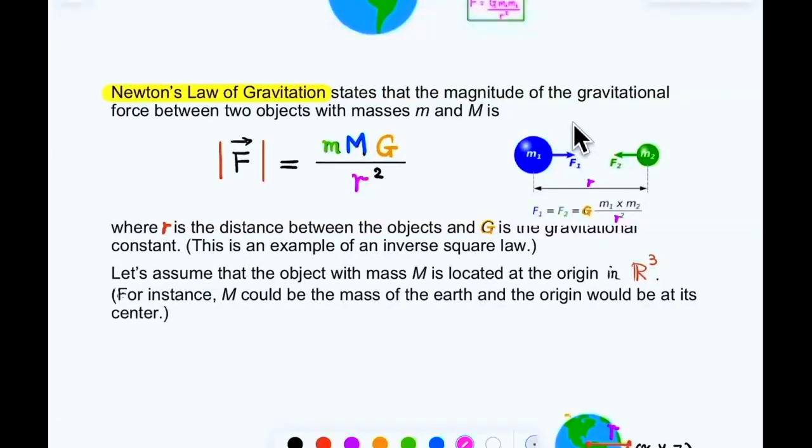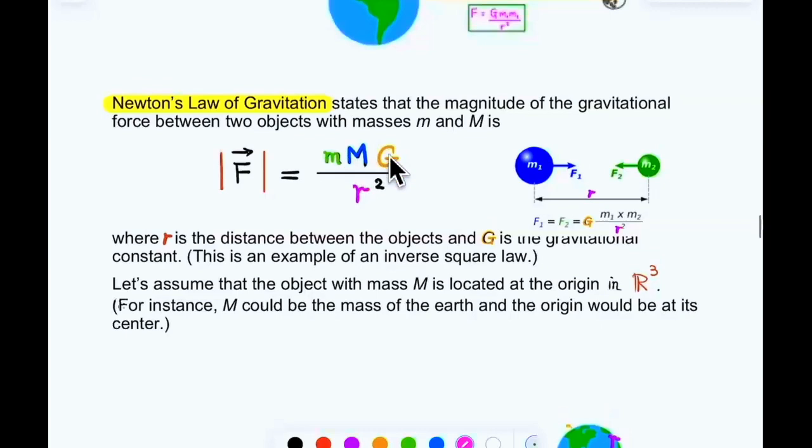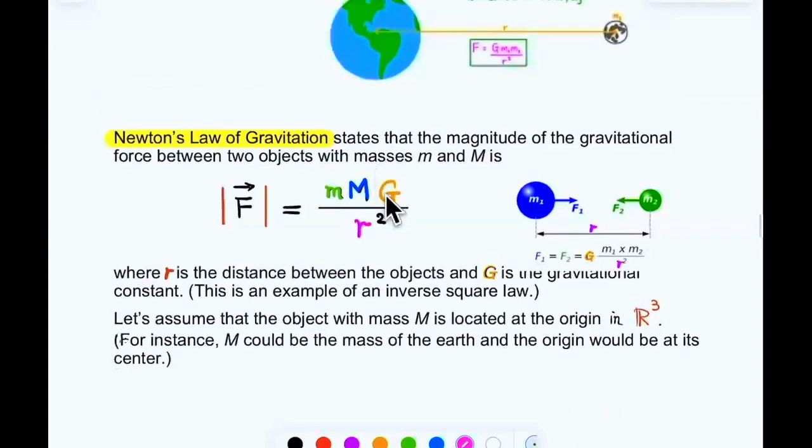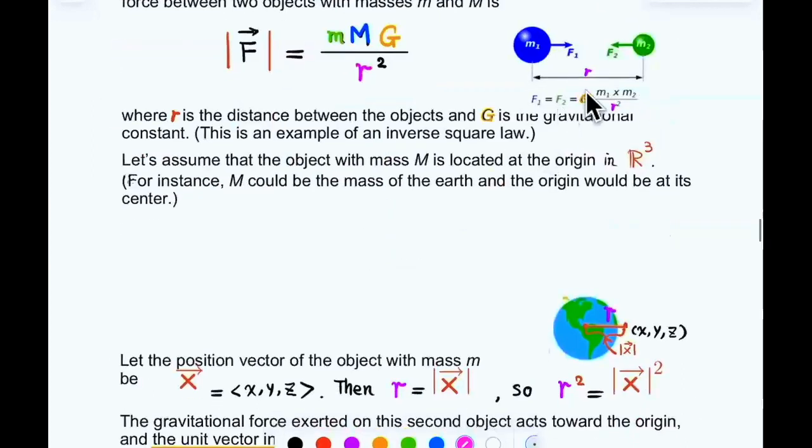So that's Newton's law of gravitation. The magnitude of the gravitational force between the two objects is the product of the mass of the two objects times this constant, the universal gravitational constant, divided by the square of the distance between them. Okay, good. Sometimes you put the G here in front and write it this way.